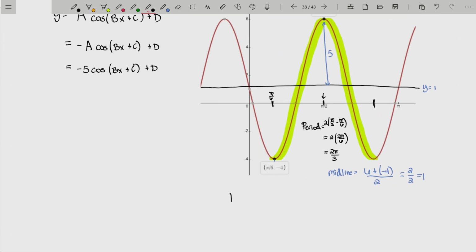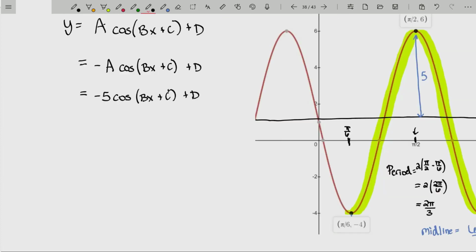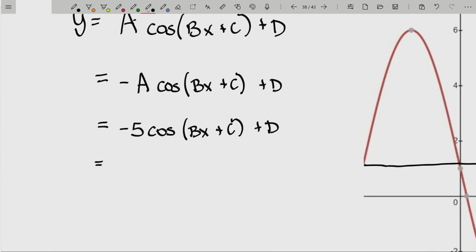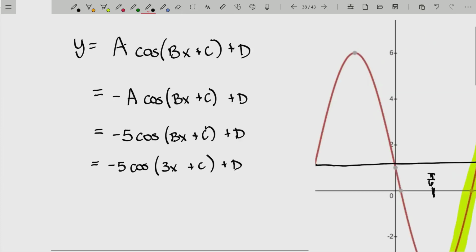Luckily, we know that the period is equal to 2 pi over b. So 2 pi over b must be the same thing as 2 pi over 3. And what does it tell us about b? Well, that it has to be 3. So let's go ahead and write that in. Negative 5 cosine of 3x plus c plus d.